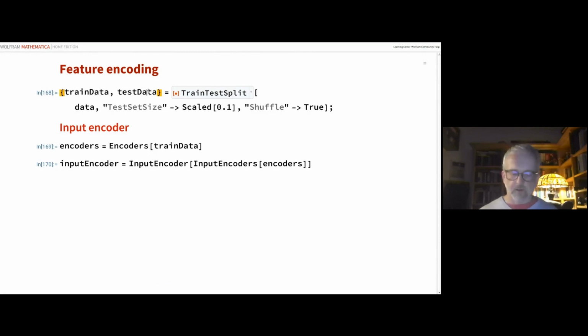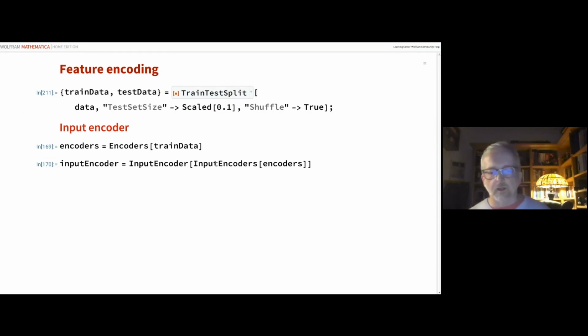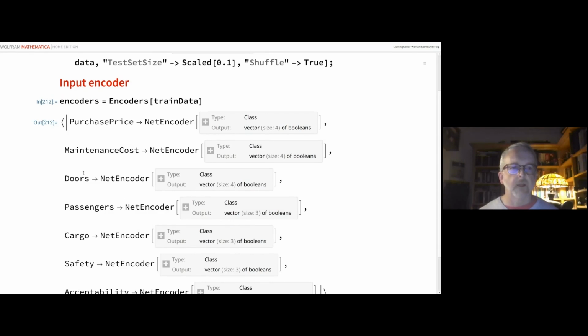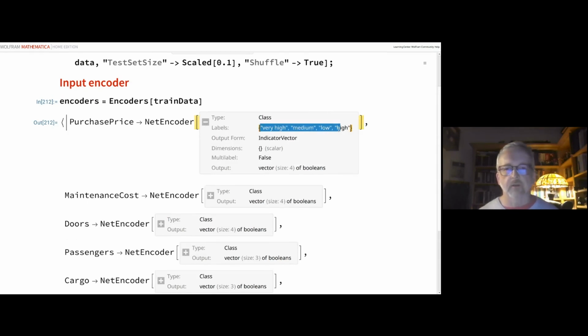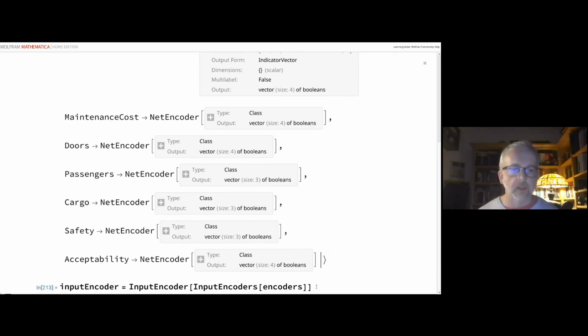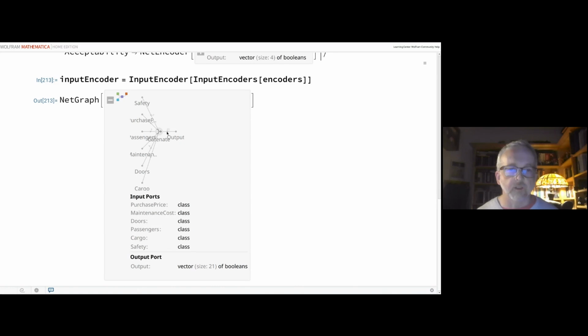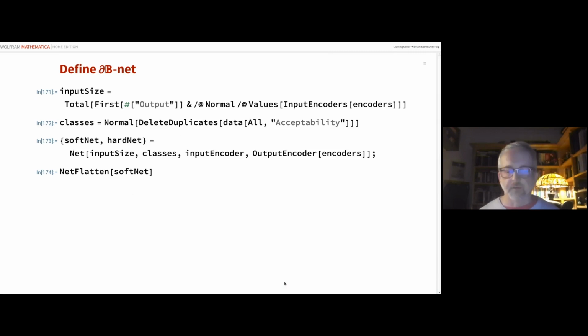Let's again use a function from the function repository to quickly split that data into a train and test set. And then we can use the built-in net encoder functionality to make it really easy to convert those input features into an indicator vector of Booleans. So here for every feature, we have an encoder. It takes in some categorical values and outputs a vector of Booleans. Very easy to do. And then we can compose those encoders into a single input encoding layer, which again we can visualize. Here are the input features, and the output is a concatenation of those Booleans into a single vector. So it's really cool how easy it is to do that and visualize what's going on. So that's our features into a Boolean representation.